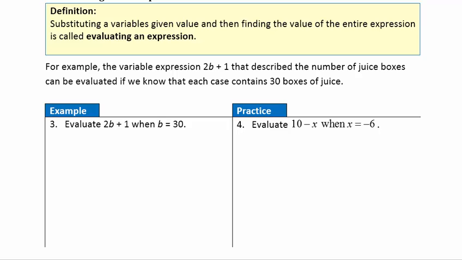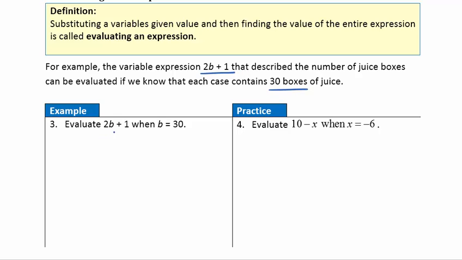Now let's take a look at a definition. Substituting a variable's given value and then finding the value of the entire expression is called evaluating the expression. For example, the variable expression 2b plus 1 that described the number of juice boxes back at the beginning of this section can be evaluated if we know that in each case it contains 30 juice boxes.